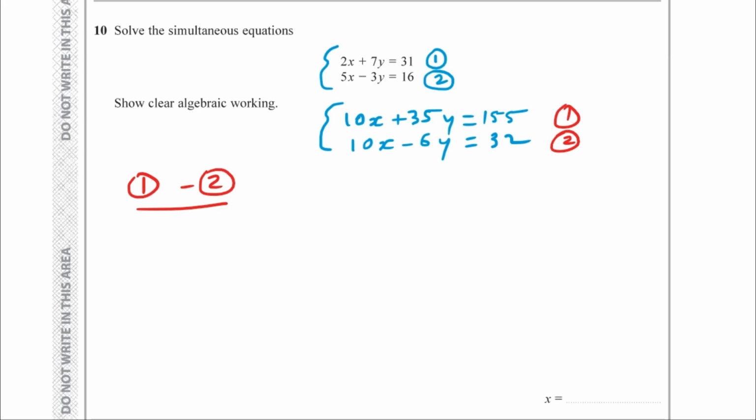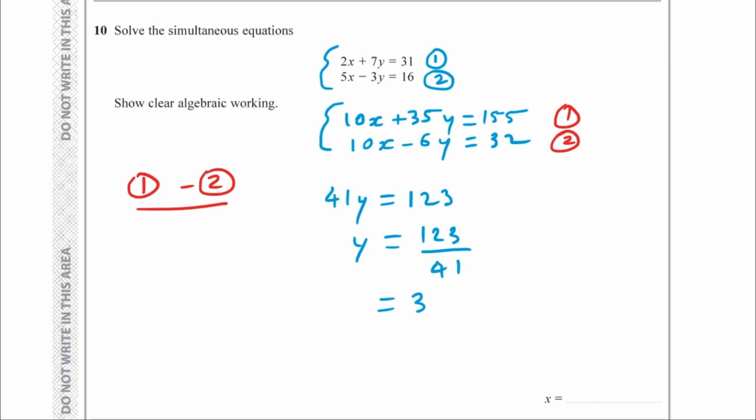If you do 35y minus 6y, you'll get 41y. Which is much better than if you did line 2 minus line 1, and you get minus 6y minus 35y, which is negative 41y. As much as you can, you'd like to keep the variables positive. So let's go ahead and do 35y minus 6y, that is 41y, and 155 minus 32, which is going to give you 123. And as I move the 41 to the right, we can do 123 divided by 41, and that is 3.